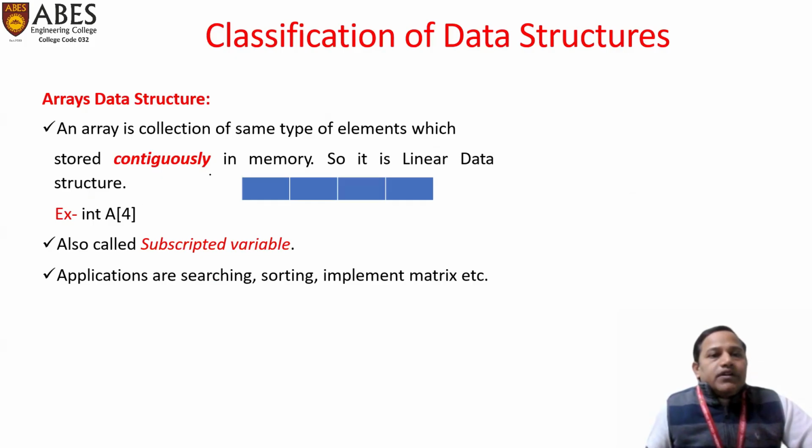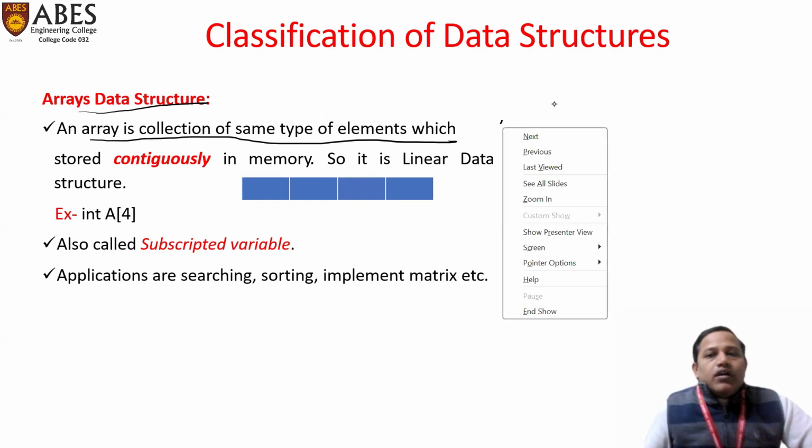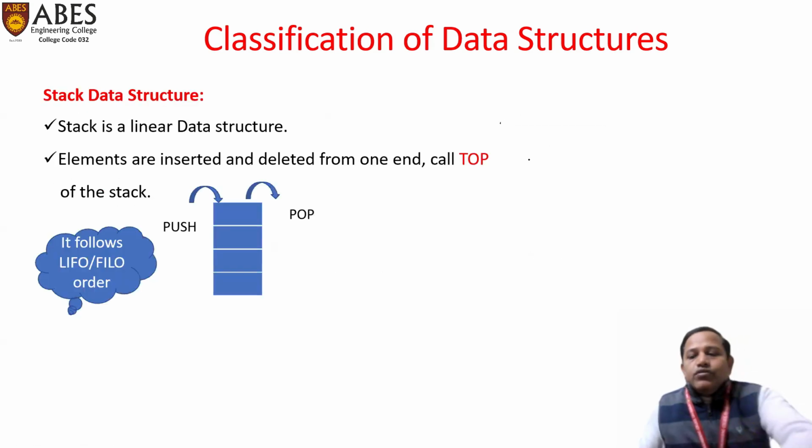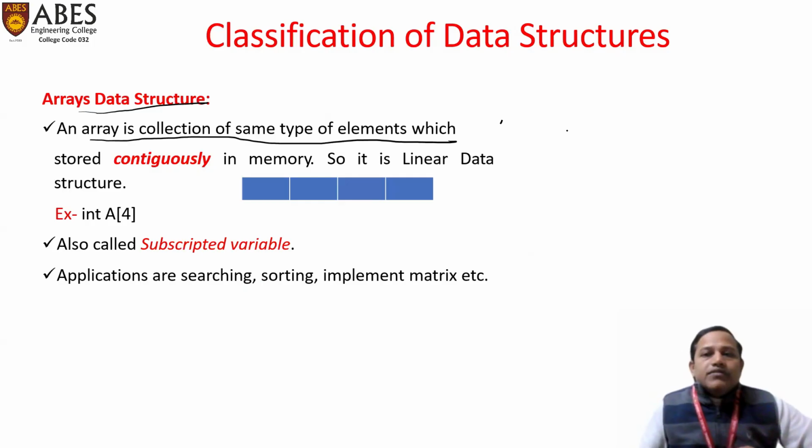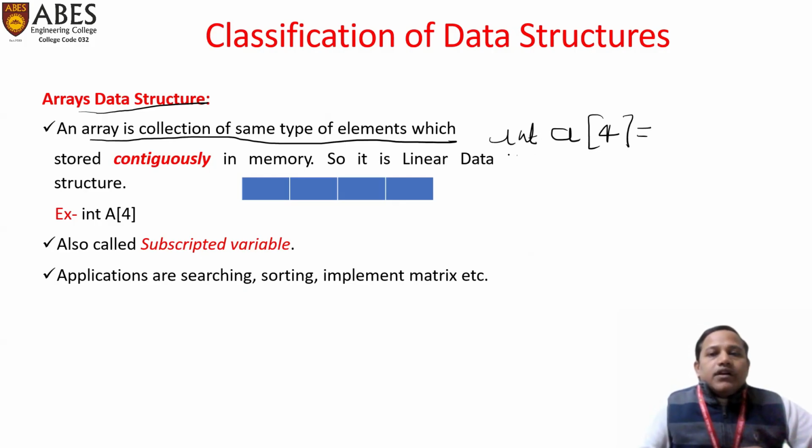Another example of linear data structure is the array. What is an array? An array is basically a collection of same type of elements. Like if you want to store four values of integer type in a single variable, then you will declare it as an array data structure.